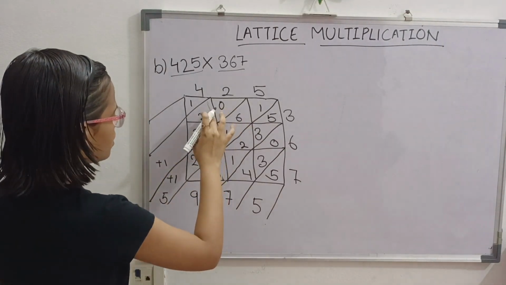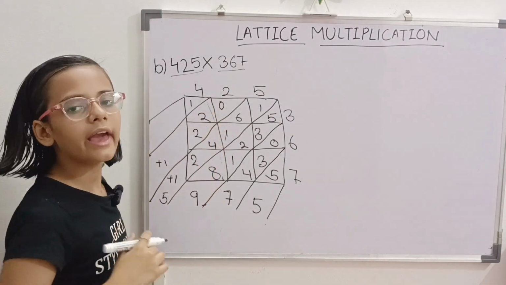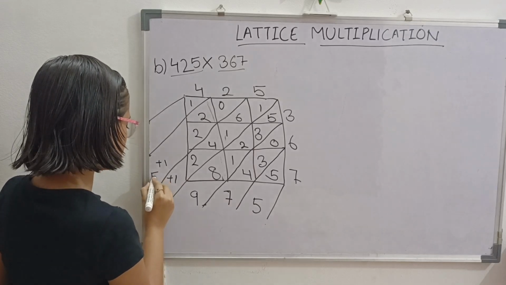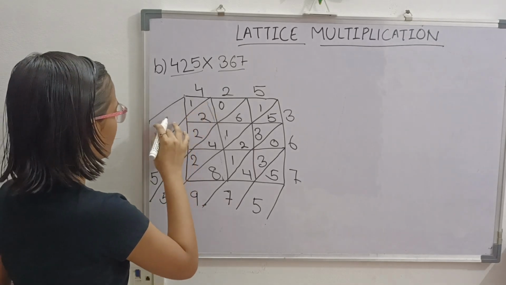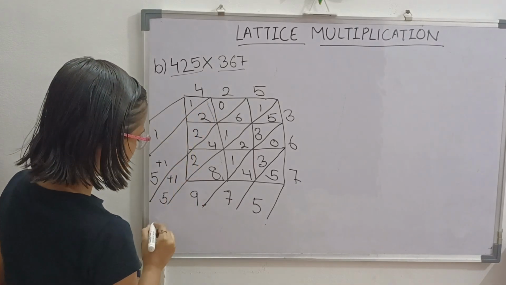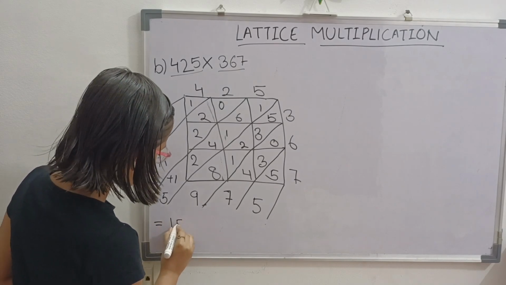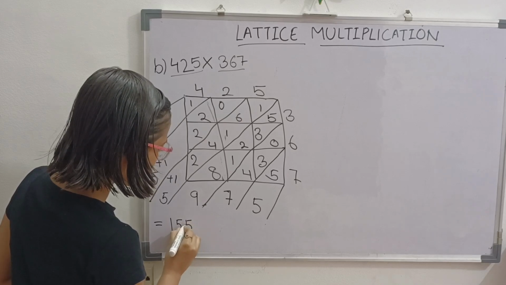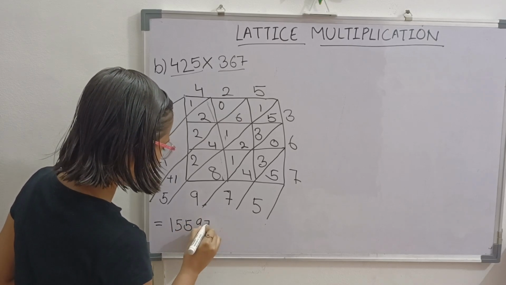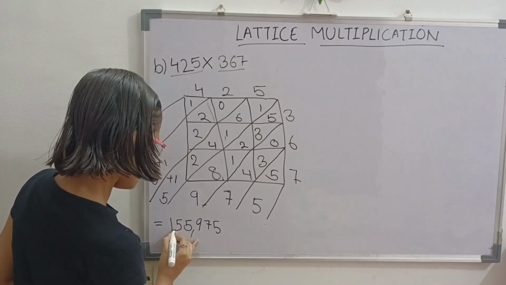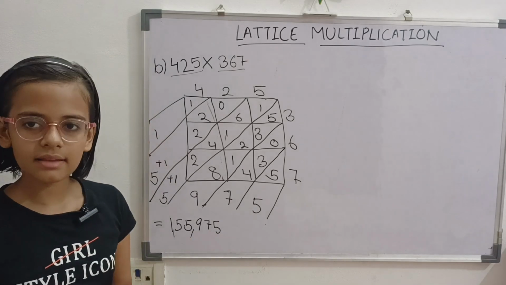Then 0, then 2 plus 2 equals 4 and 4 plus 1 equals 5. So we'll write 5 here. Then 1 will be written as it is. So our answer is 1, 5, 5, 9, 7, 5. So this is our answer.